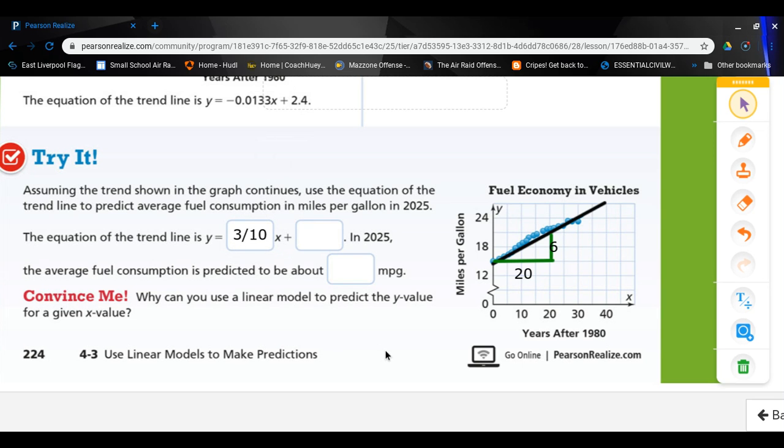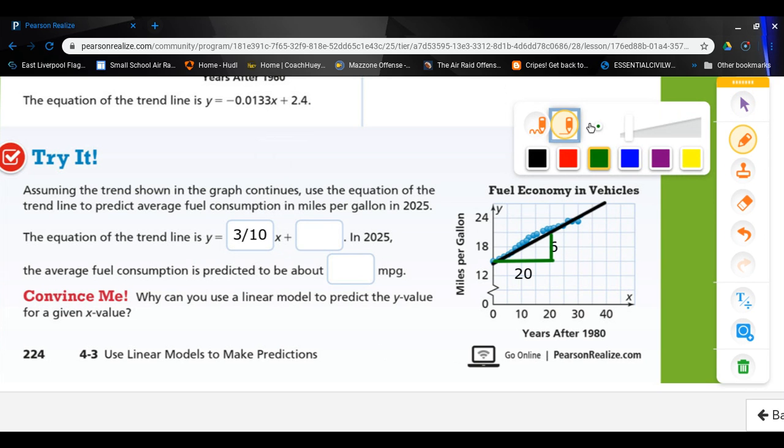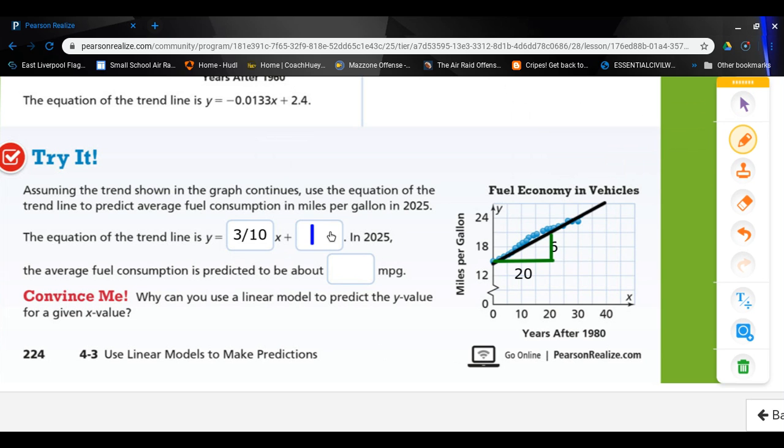My y-intercept is where that line starts at the y-axis. It's a starting point. So I'm going to say that's going to be right in this general area at 15. Go ahead and write that in. So we got 3/10 x plus 15.